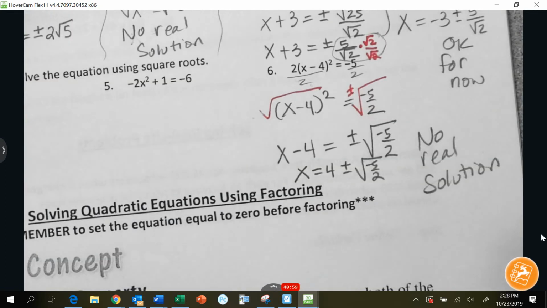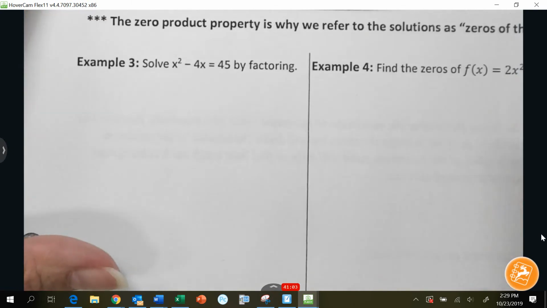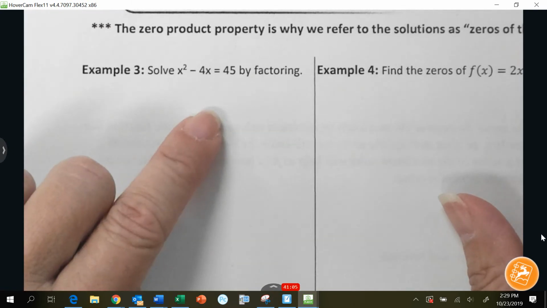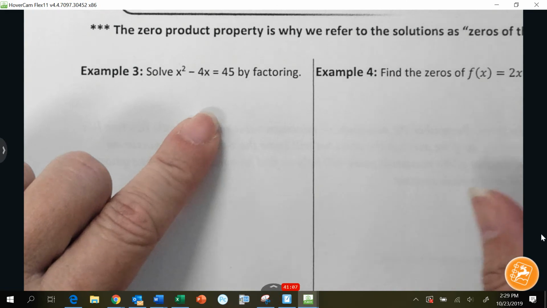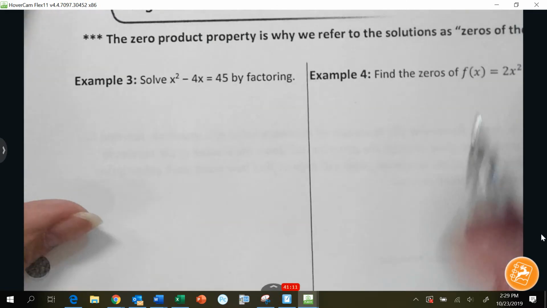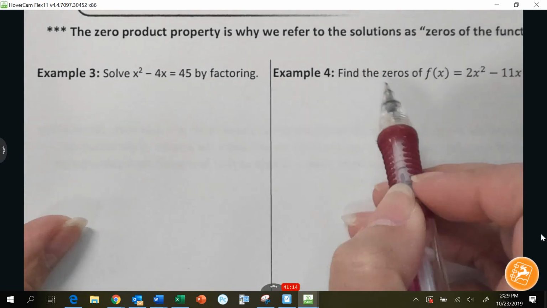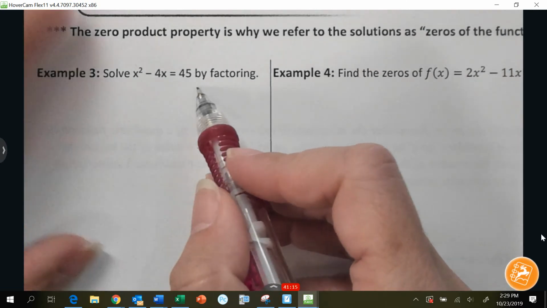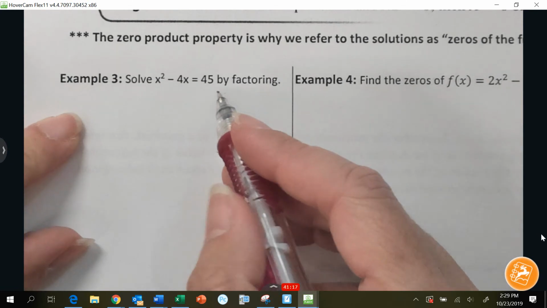All right, you guys. Last thing we're doing. We have like 4 minutes to do it. This is like the majority of your homework. The last section is solving by factoring. This one takes the least amount of time because you're so fast at factoring now. To solve by factoring, number 1, it has to equal 0.